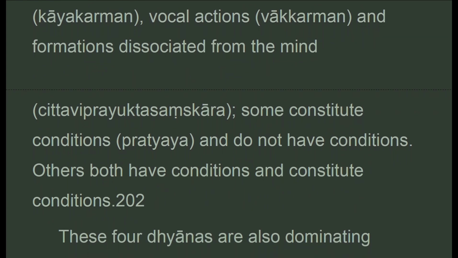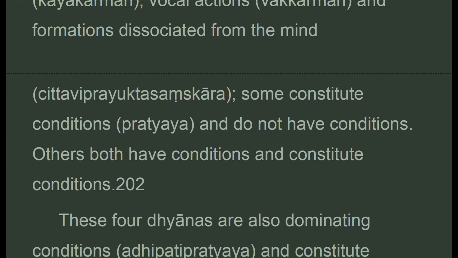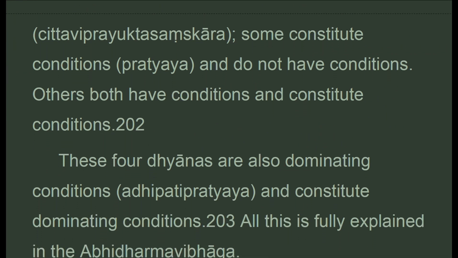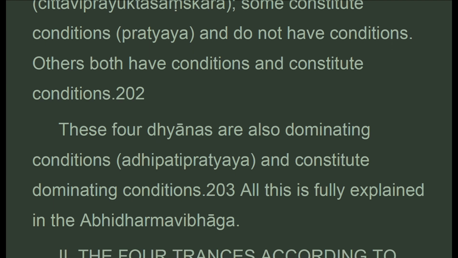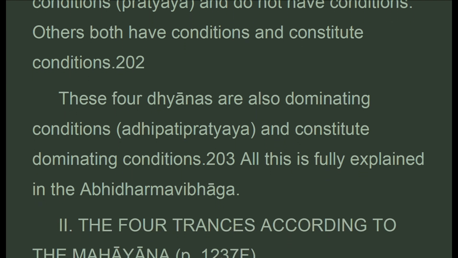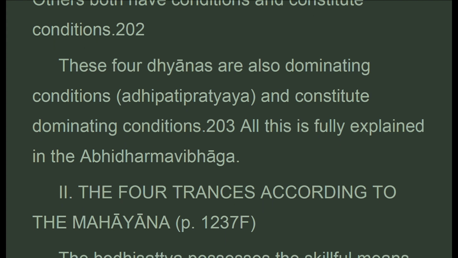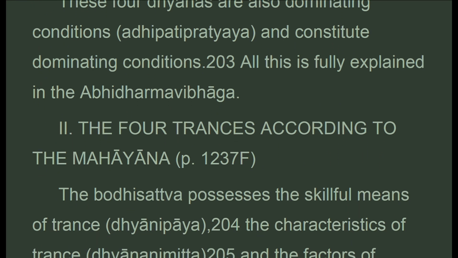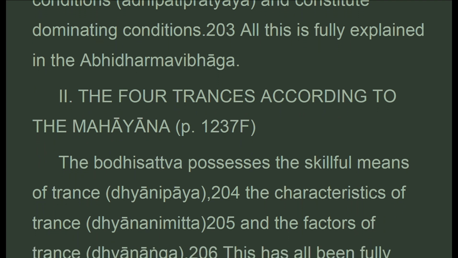The four dhyanas include bodily actions, vocal actions and formations dissociated from the mind. Some constitute conditions and do not have conditions. Others both have conditions and constitute conditions. These four dhyanas are also dominating conditions and constitute dominating conditions. All this is fully explained in the Abhidharma Vibhaga. The four trances according to the Mahayana.